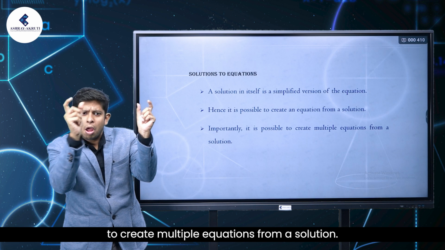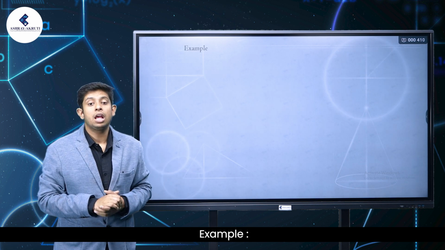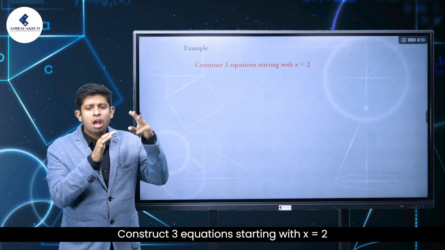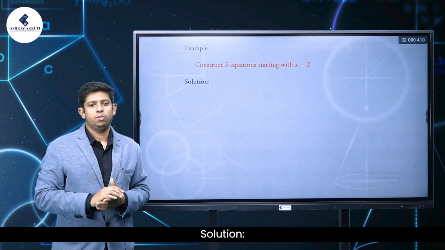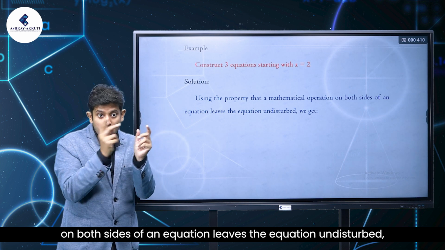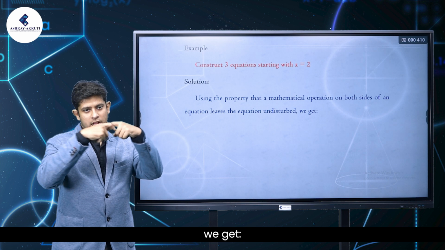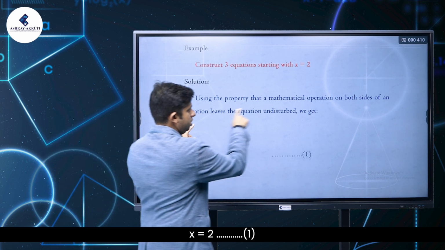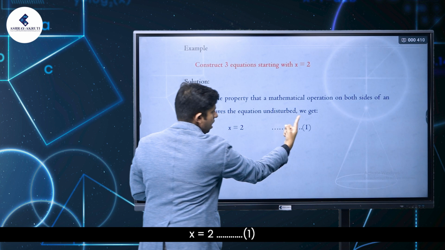Example: Construct three equations starting with x equals 2. Solution: Using the property that a mathematical operation on both sides of an equation leaves the equation undisturbed, we get x equals 2, which is the first equation.